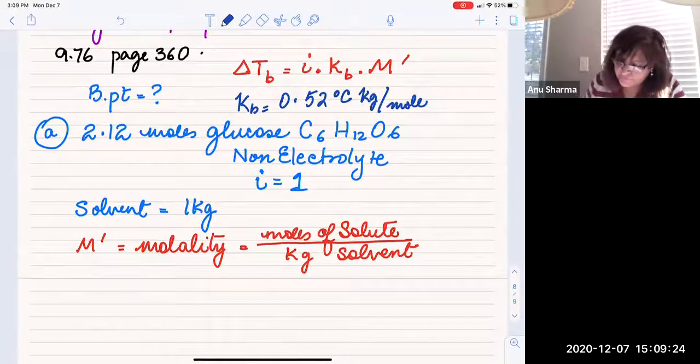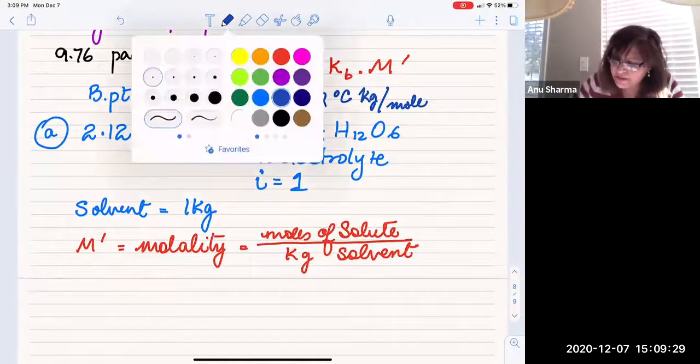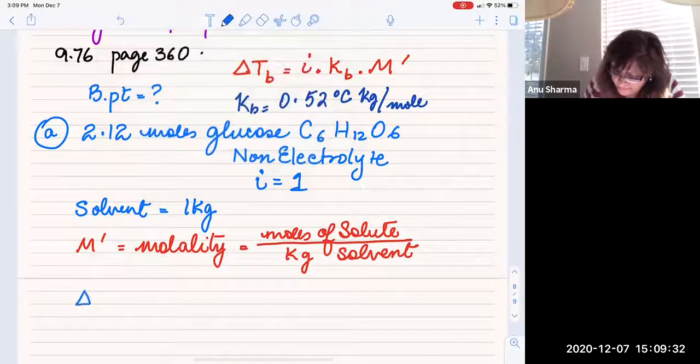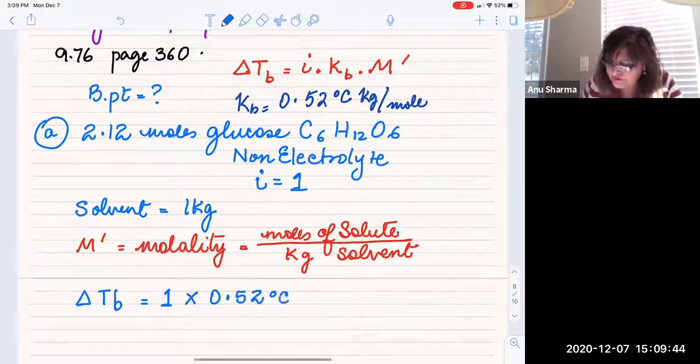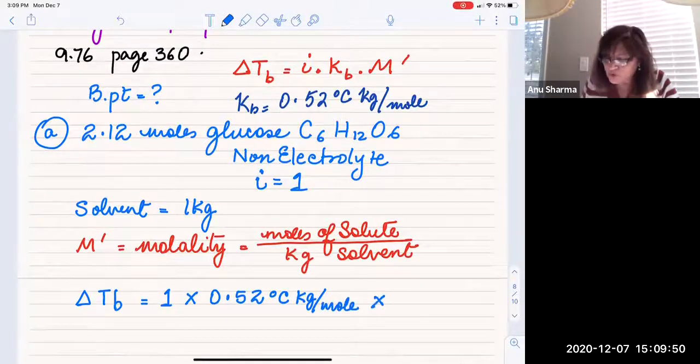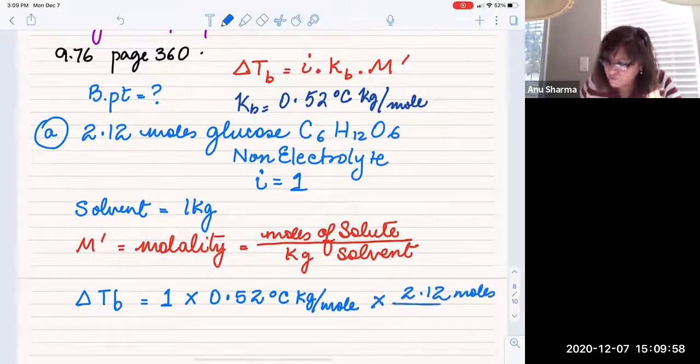Okay, so delta TB is a change, final minus initial. So let's start plugging in the numbers now. Delta TB is equal to the value of i, which is 1, times the value of KB, 0.52 degrees Celsius kilograms per mole, times the moles of the solute. What is given to you here? 2.12 moles of the solute over 1 kilogram of solvent, and the solvent is water.